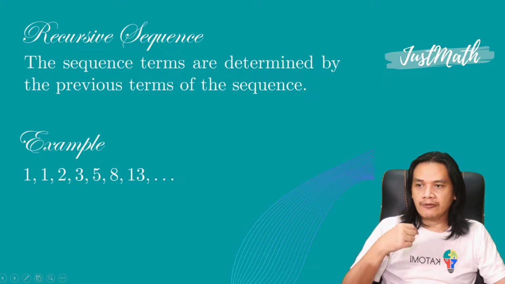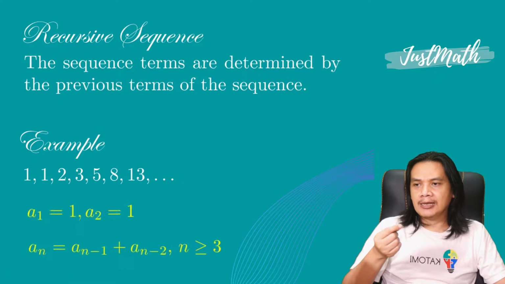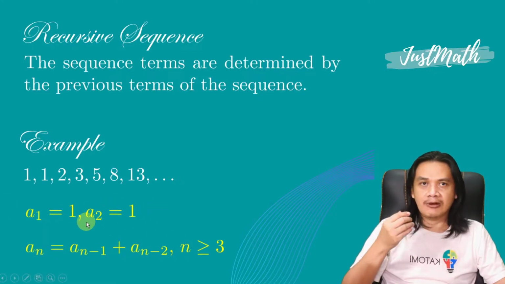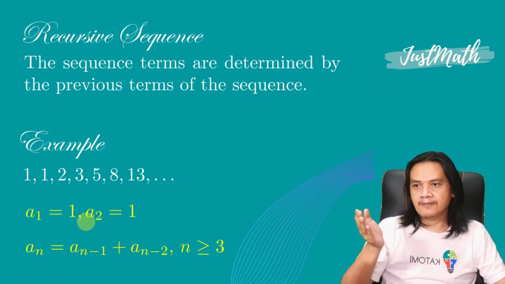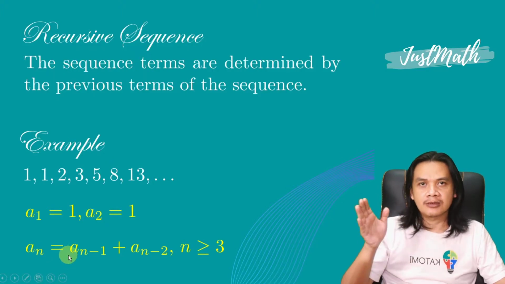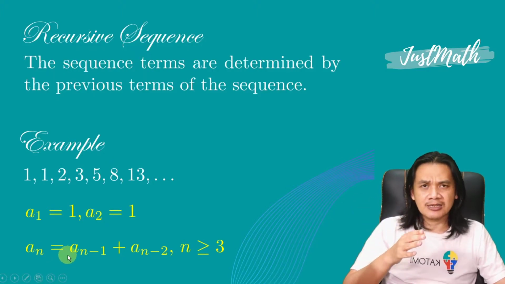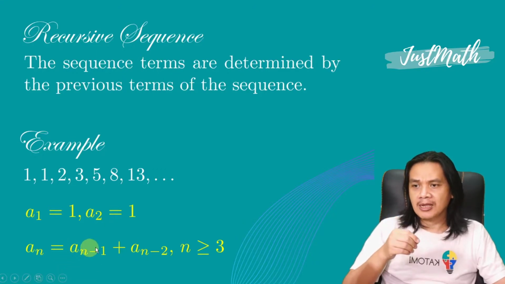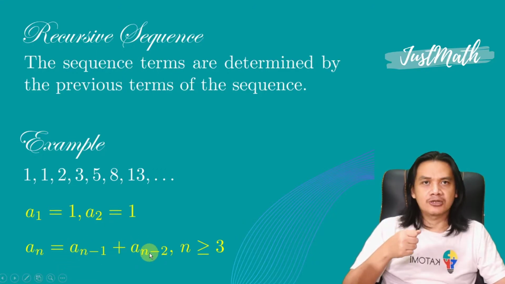So we define a sub 1 and a sub 2 to be equal to 1. And then the rest is determined by the two previous terms, starting from n equals 3. So the nth term is obtained by adding the two previous terms, which are a sub n minus 1 and a sub n minus 2. And we do that for all n starting from n equals 3.